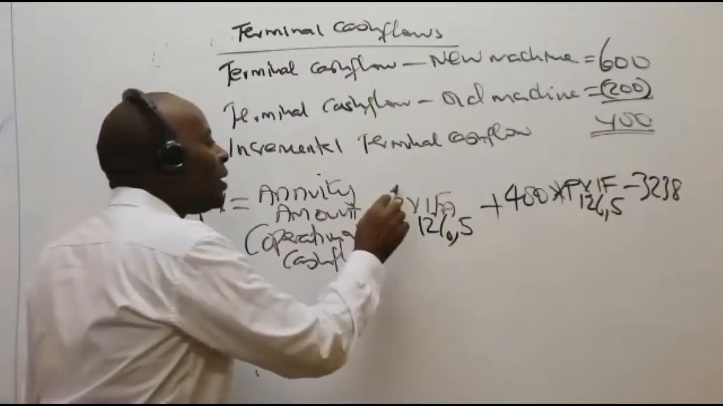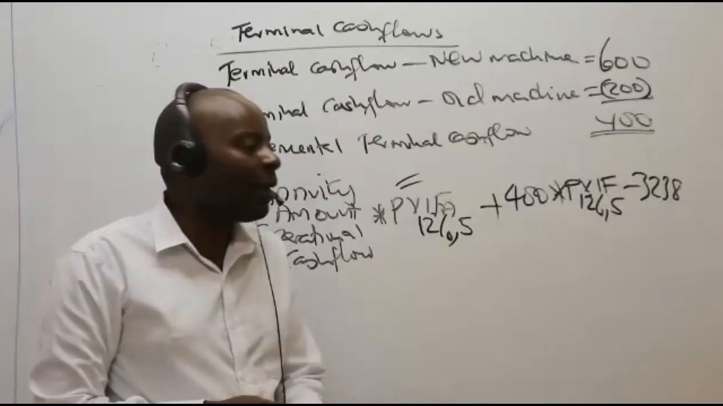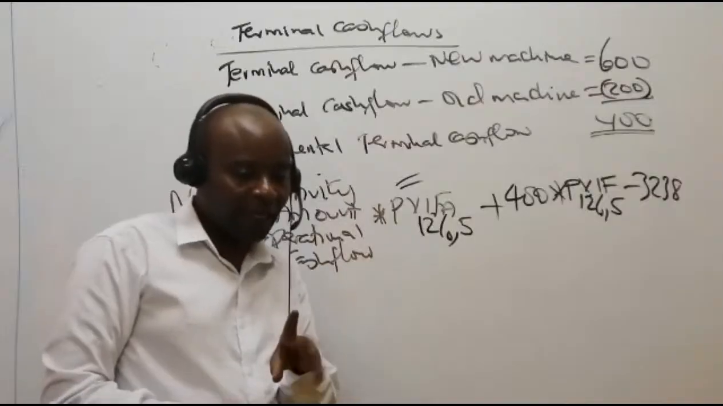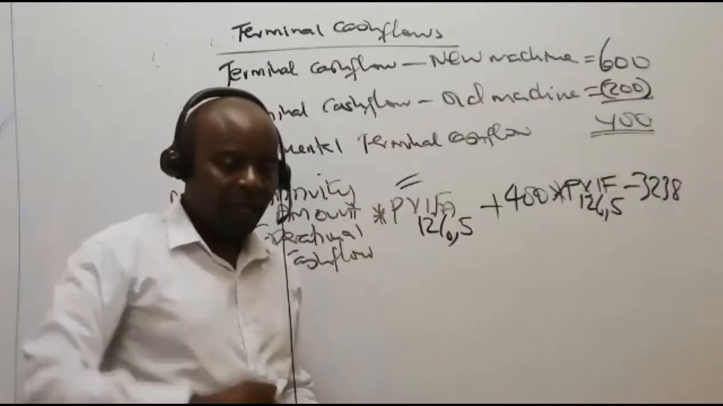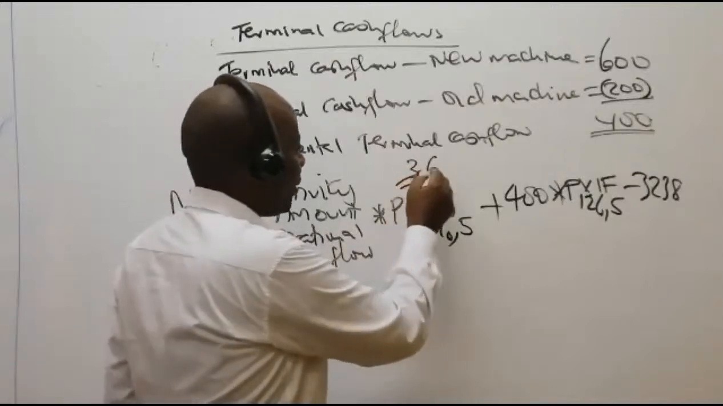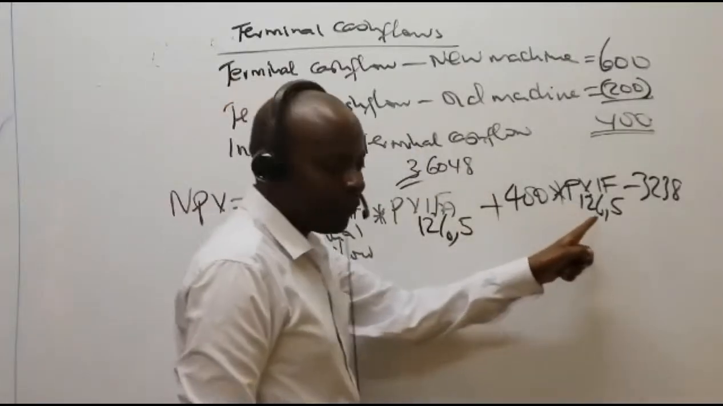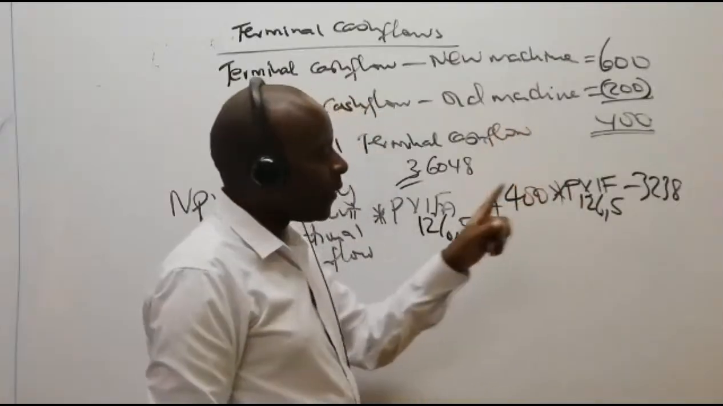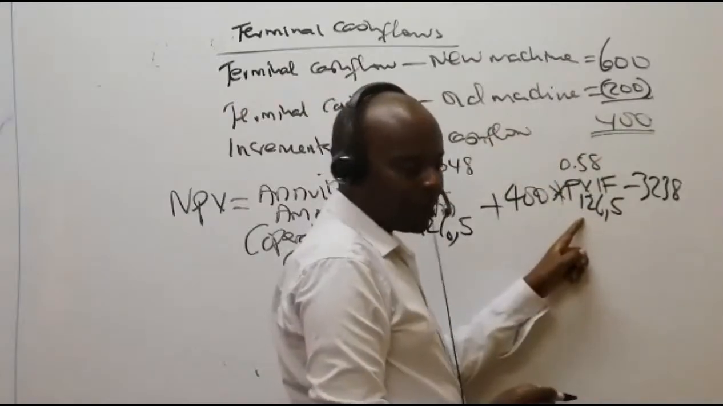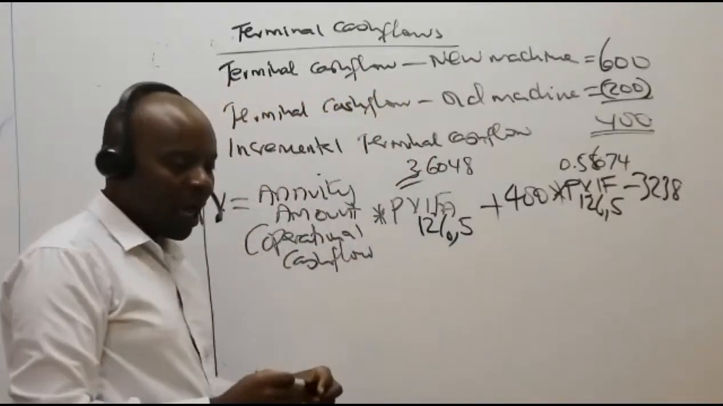Before I write this, I know you have got tables. I want you to go to an annuity table and read for me the PV for 12%, 5 years. Don't use the formula. The annuity table says it is 3.6048. How about PVF, for the lump sums table, 12%, 5 years? It is 0.5674.